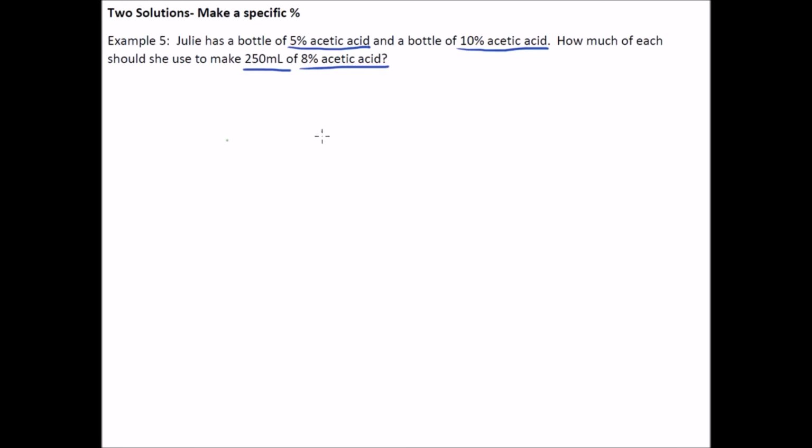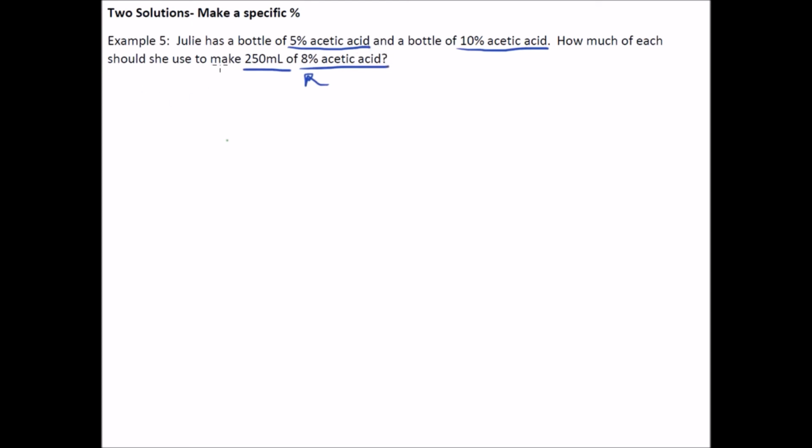Okay, this question has one extra step from the last 2 or 3 questions that we've done. Okay, first of all, I want to just point out that 5% acetic acid and 10%, if you did 50-50, like if you mixed both of them together in equal parts, it's going to be obviously 7.5%. But we don't want 7.5, we specifically want 8%. So it's not going to be 50-50.